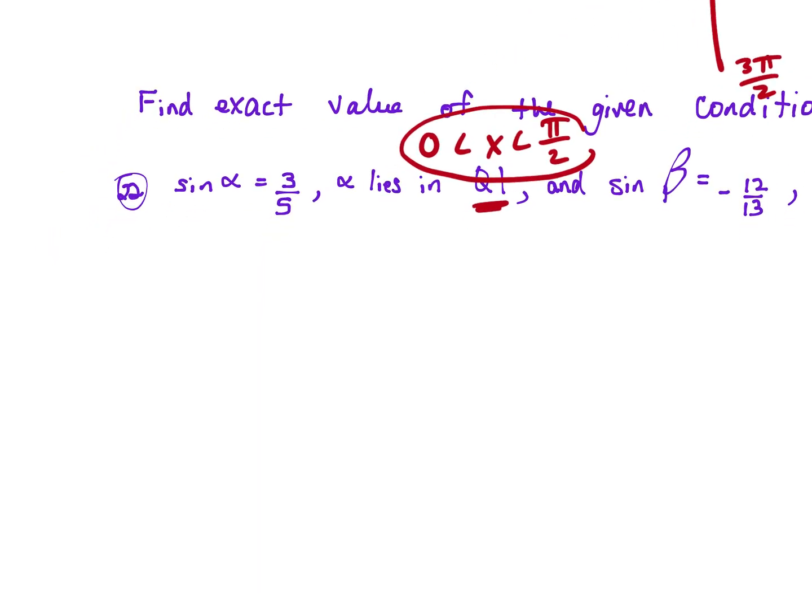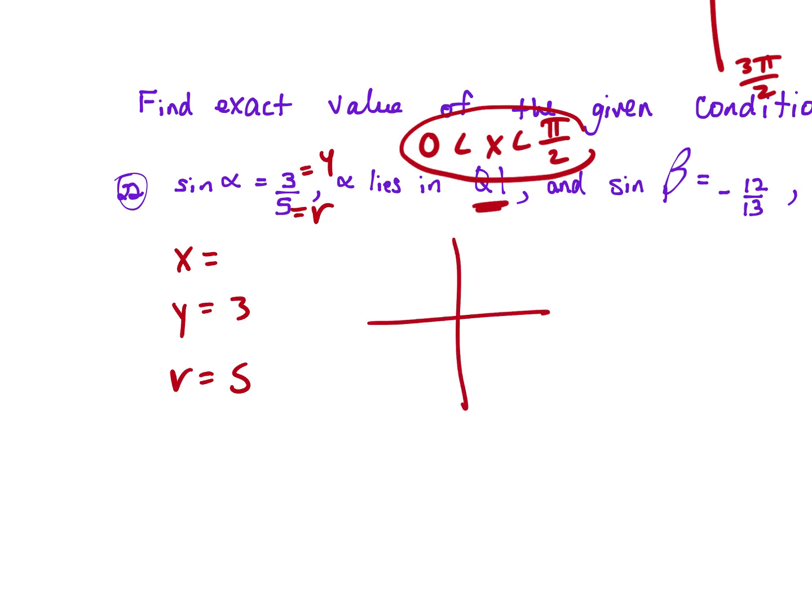All right, so sine is what over what? 3 over 5, so y over r. So we need to find what our x is. Y we know is 3, r is 5. I'm in quadrant 1. So y is 3, x we need to find out, and r is 5.